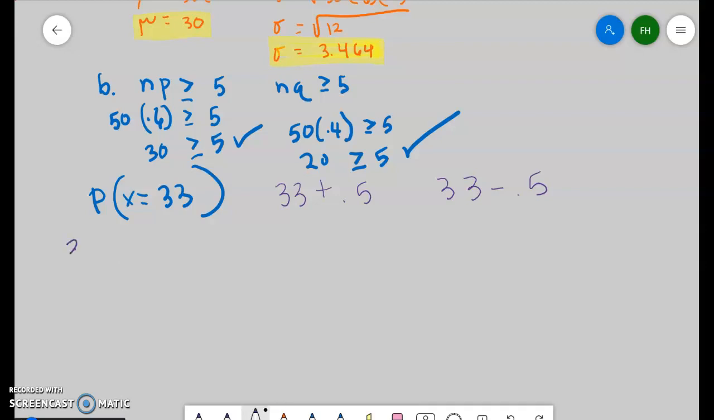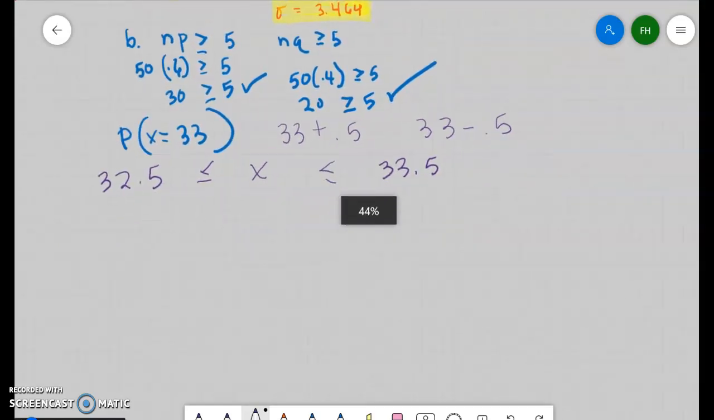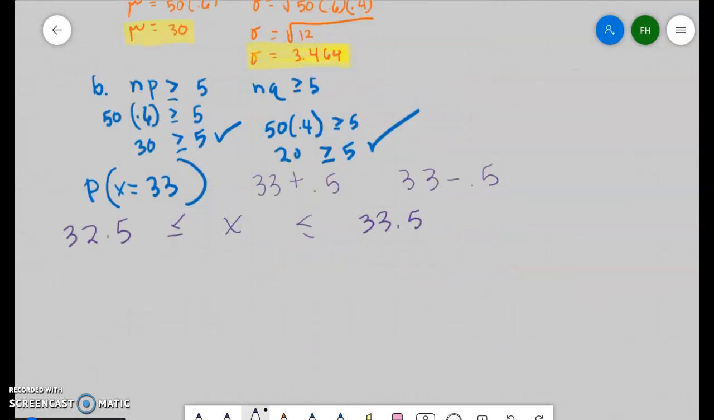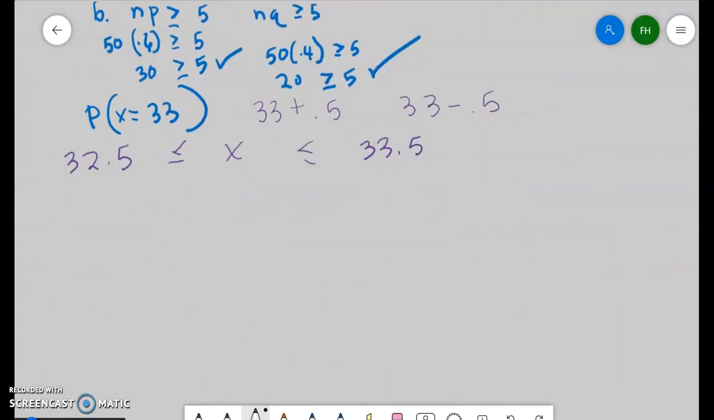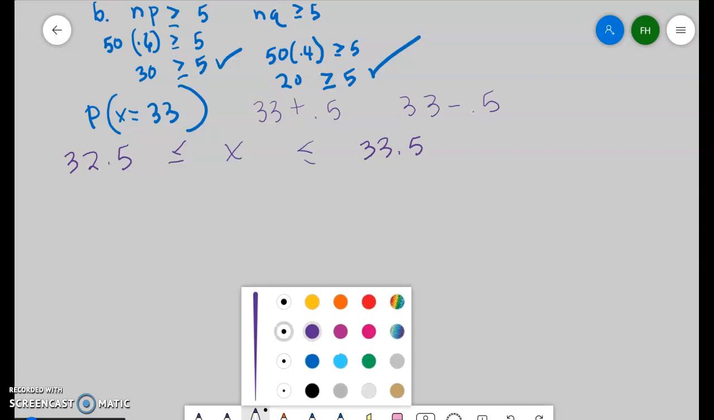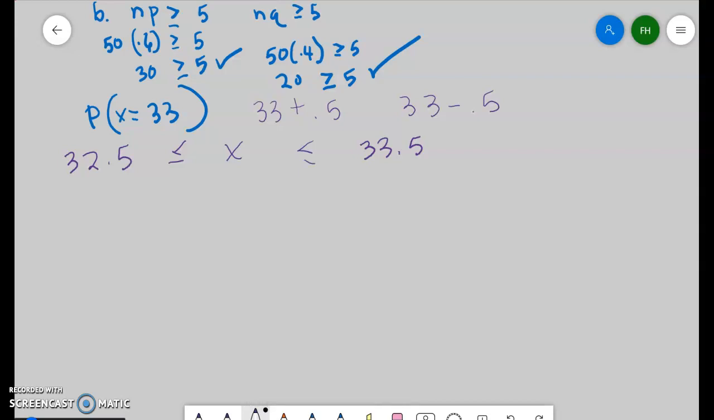33 minus 0.5 would be 32.5, and 33 plus 0.5 would be 33.5. So we're going to find the interval of x in between these two values. Basically, this is the most complicated part of the problem. What we're going to do is find the z-score for both of these values.